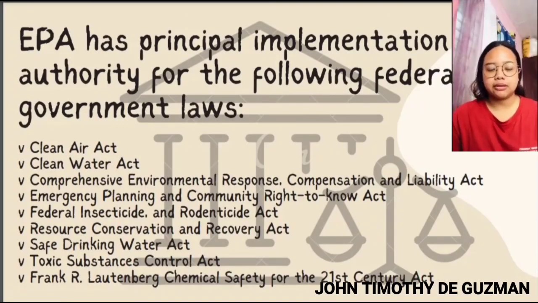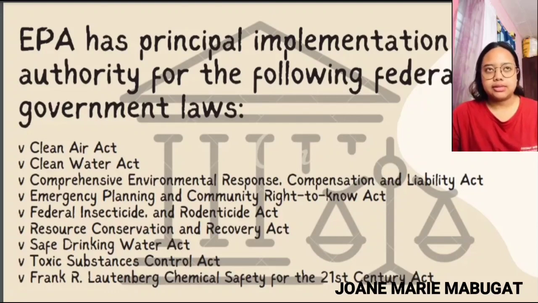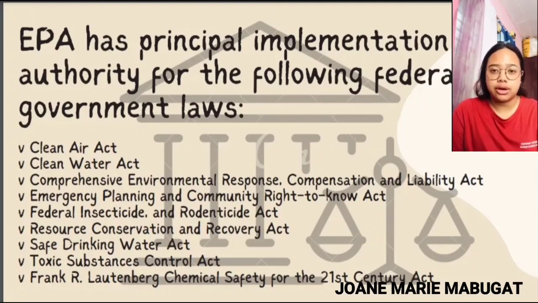Hi, so my topic is all about related legislation. The Environmental Protection Agency has principal implementation authority for the following federal government laws. These laws are the Clean Air Act, Clean Water Act, Comprehensive Environmental Response, Compensation and Liability Act, Emergency Planning and Community Right to Know Act, Federal Insecticide and Rodenticide Act, Resource Conservation and Recovery Act, Safe Drinking Water Act, Toxic Substances Control Act, and Frank R. Lautenberg Chemical Safety for the 21st Century Act.